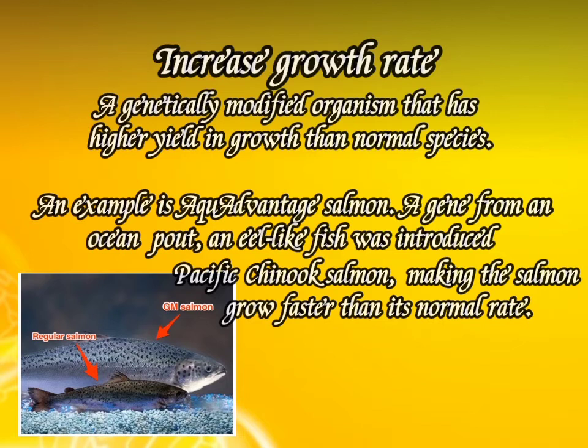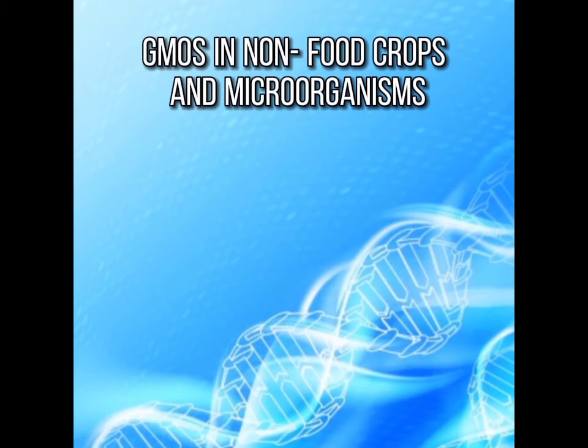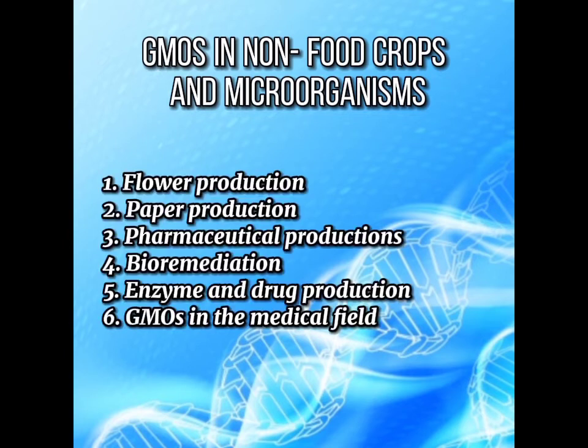As you can see in the example, there is a big change between a normal product and a product made with GMO. So those are the 6 GMOs in the food and agricultural industries. Now let's proceed to GMOs in non-food crops and microorganisms. Genetically modified organisms in non-food crops and some microorganisms involve the 6 following: flower production, paper production, pharmaceutical production, bioremediation, enzymes and drug production, and the last one, GMOs in the medical field.